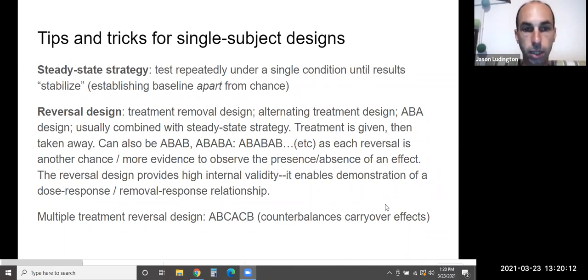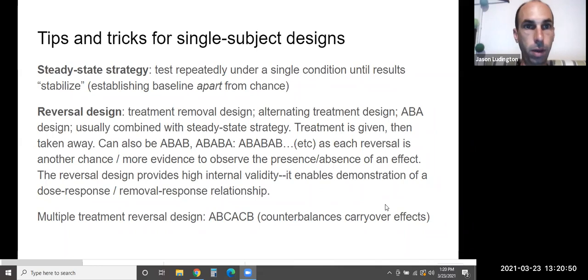Multiple treatment reversal designs can be created, such as ABC, ACB. Notice the difference in the lettering. These are conditions. So there's condition A, B, C, A, C, B, where every condition is run twice. And because of the difference in order of the conditions, there is a counterbalancing of the order and the carryover effect.